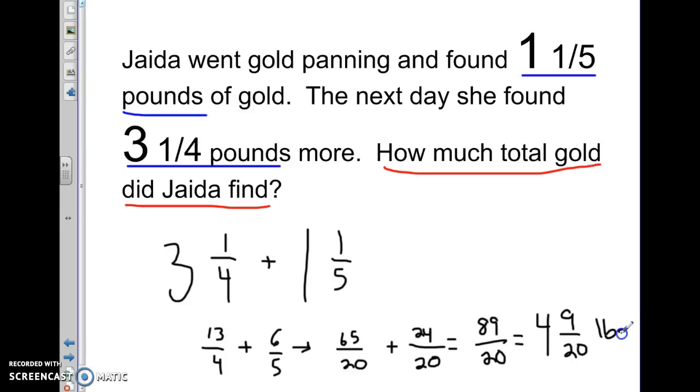It's not a 4 and what looks like a 16, but that's a B. LB. LBS is pounds. All right, so 4 and 9/20 pounds would be how much gold Jada found total.